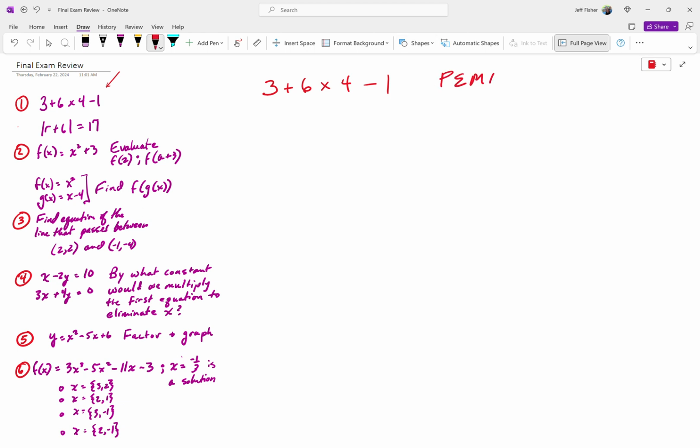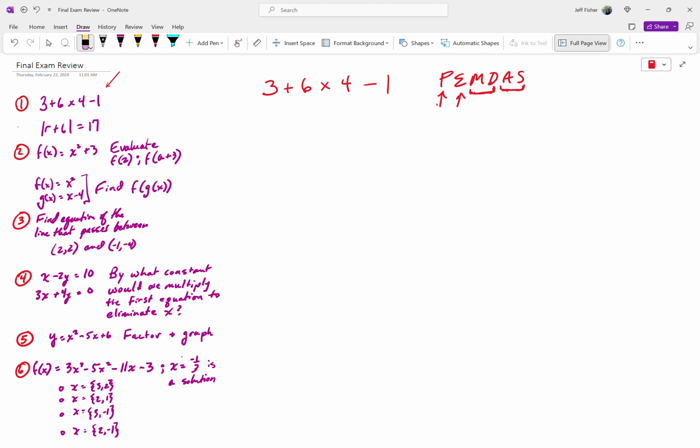We say PEMDAS, which is please excuse my dear Aunt Sally. These are parentheses first, followed by exponents. We don't have either of those, but this is the one that trips people up most. Next, we have to do multiplication and division left to right before we can ever do addition and subtraction left to right. So don't fall into the trap of saying 3 plus 6 is 9. That's going to be wrong.